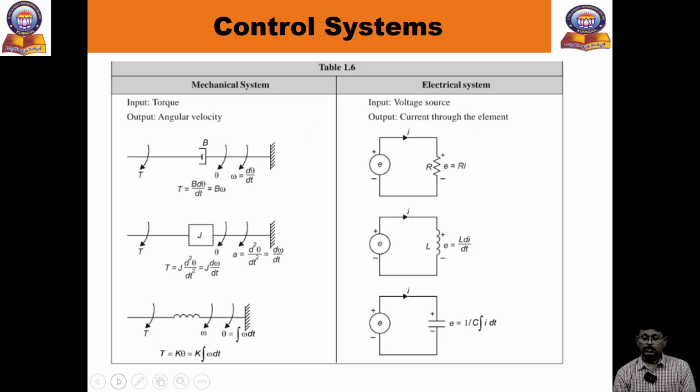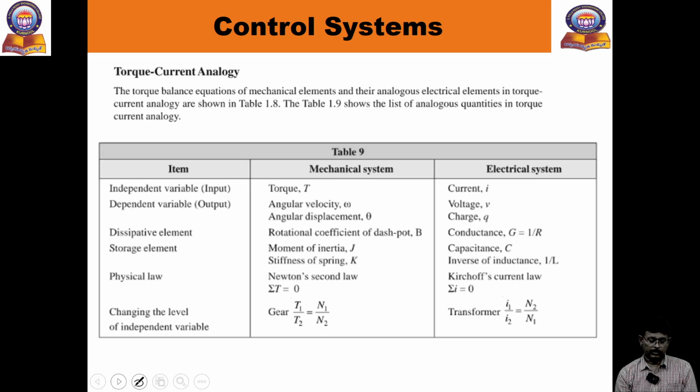So again, coming to the equivalent circuits, the equivalent diagrams. The dashpot is equal to the resistor, as you can see in the previous case also. Then moment of inertia J is equal to the inductance. Then the spring constant is equal to the reciprocal of the capacitance, the reciprocal of the capacitance.